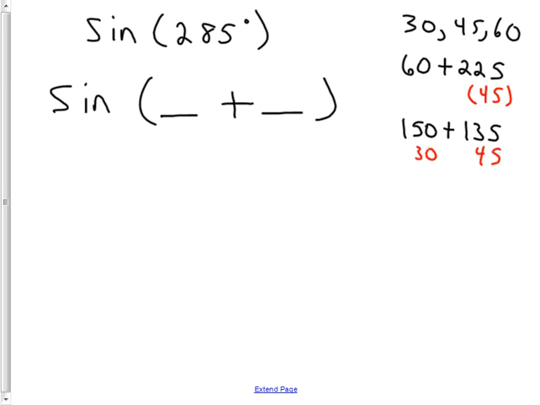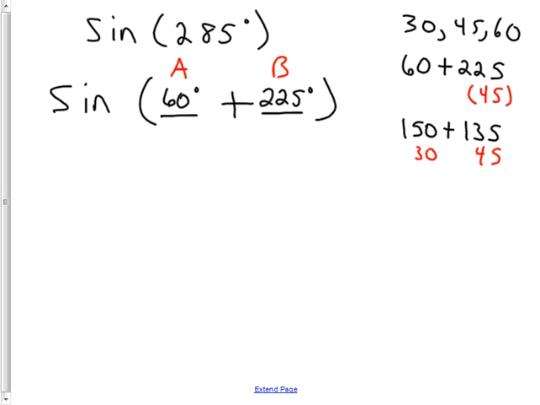So it doesn't matter what two angles you use, they just have to be values that have nice reference angles, like a 30-degree, 45-degree, or 60-degree reference angle. You pick one of them because you're going to get the same answer no matter which one you use. So I'm going to use 60 and 225. I'm going to rewrite 285 as 60 degrees plus 225 degrees. So there's my A, and there's my B.